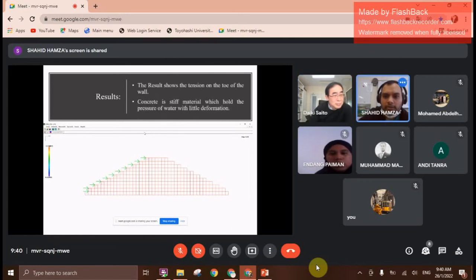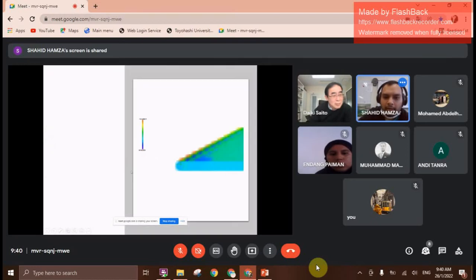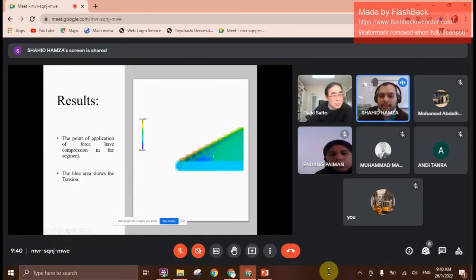So concrete is a stiff material, so it shows little deformation. If we increase the amplitude, then the deformation increases. The result shows that the blue area is tension, and the point of action of the force is compression.